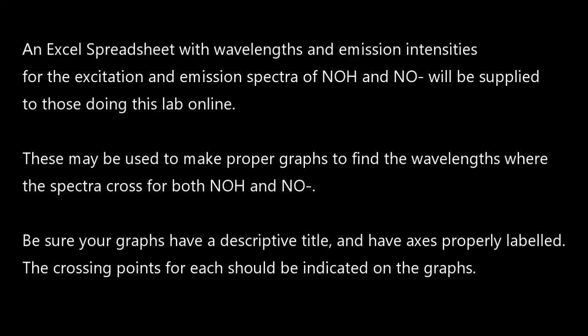So I just want to make sure that you know that you'll be getting an Excel spreadsheet with wavelengths and those emission intensities for both the excitation and the emission spectra, for both NOH, which would be from solution 1, and NO minus from solution 2. And you need to use this data to make proper graphs with a good scale to find those crossing points, those wavelengths where the spectra cross for these two species. Make sure you have a good descriptive title on the graphs and have properly labeled axes. And you should indicate what the values of the crossing points are for each, for NOH and for NO minus, right there on the graph.